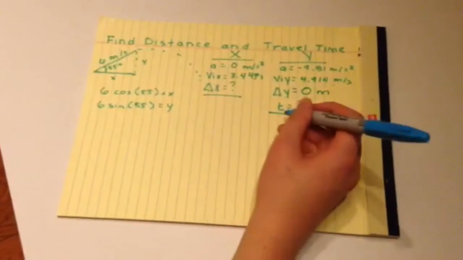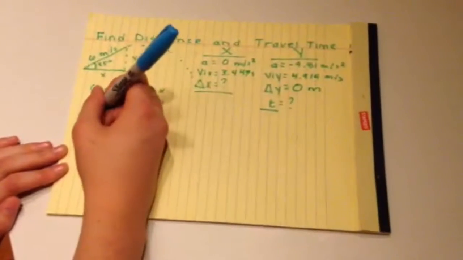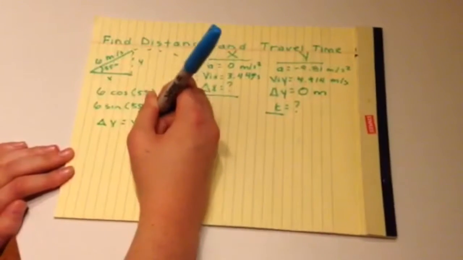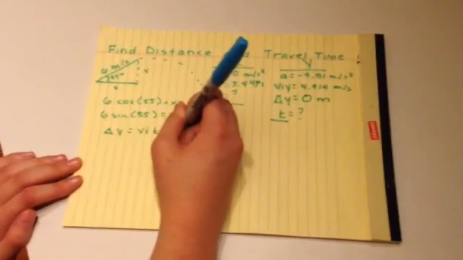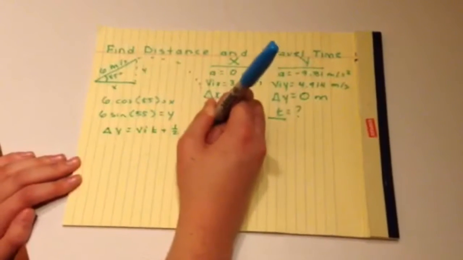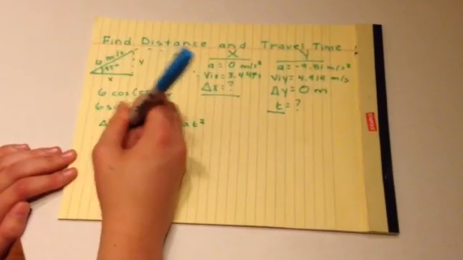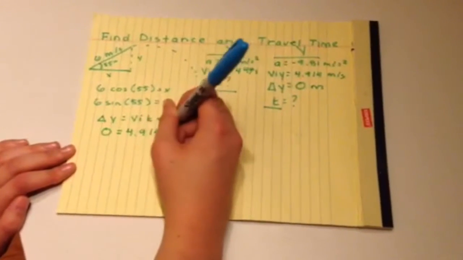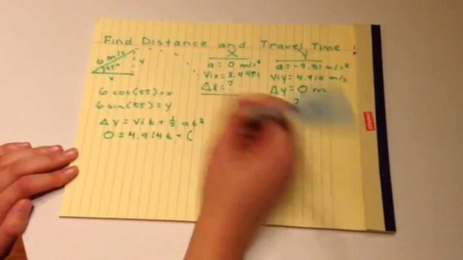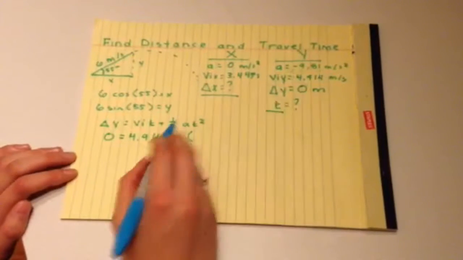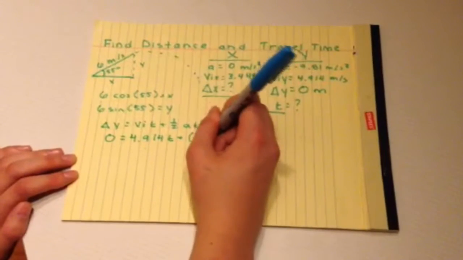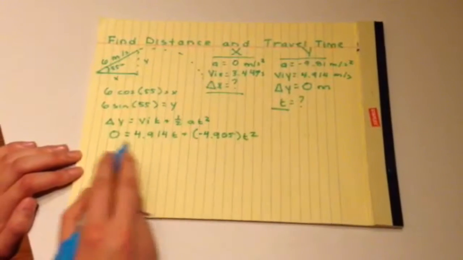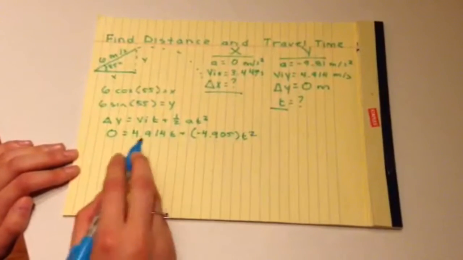So, first thing we need to find is time. To do that, we use the equation change in y equals initial velocity times time plus 1/2 acceleration t squared. So we fill in here what we know. 0 equals 4.914 times time plus negative 9.81 times 1/2, which is negative 4.905 t squared.